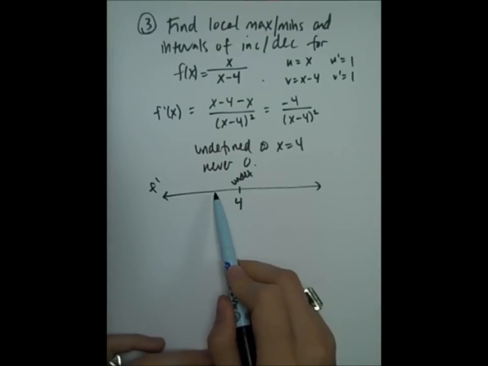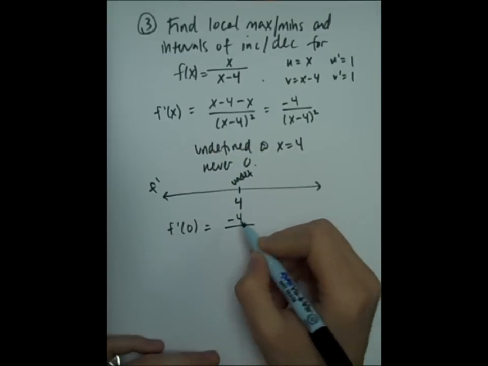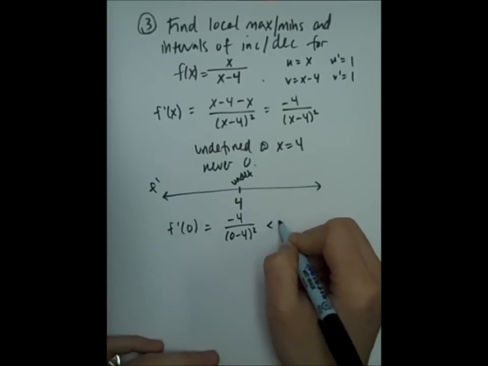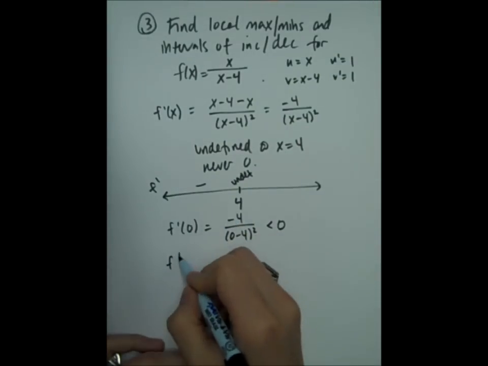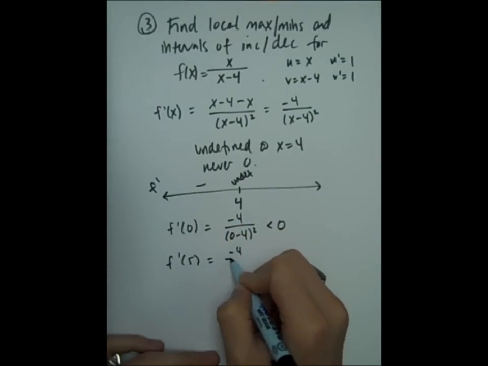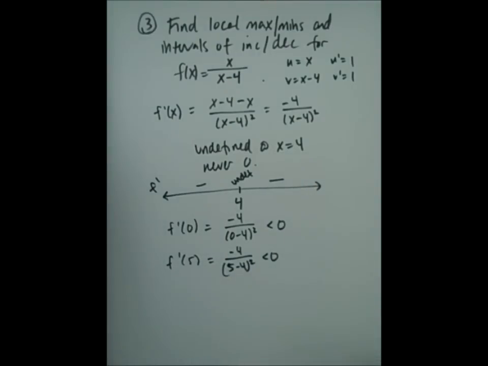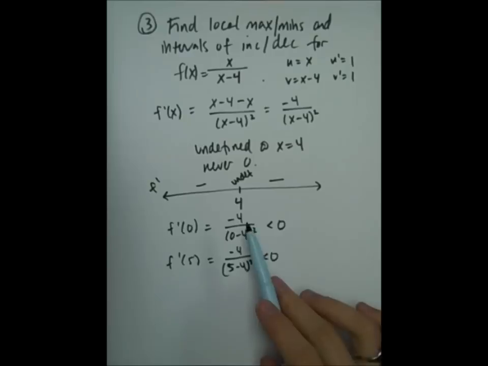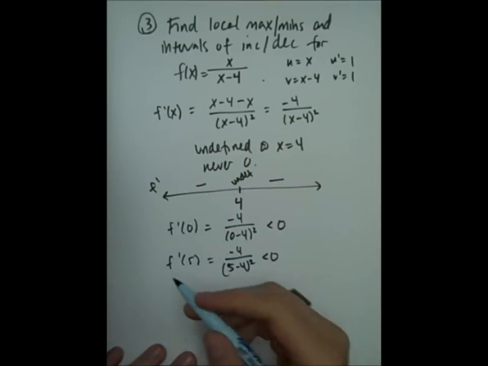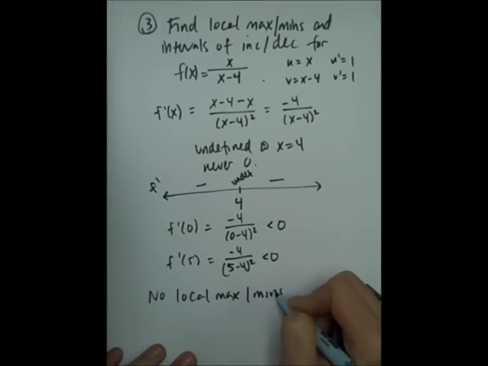Now I'm going to pick something to the left and plug it in. So let's say 0. If I plug that in, I'll get negative 4 over 0 minus 4 squared, which is definitely negative. And then something to the right, maybe 5. So negative 4 over 5 minus 4 squared, also negative. So from this picture, do I have any local maximums or minimums? No, so no local maxes and mins. I would need the derivative to change for that, and I don't have it changing.